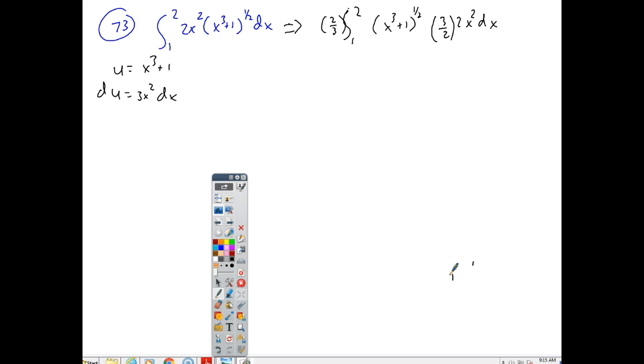Ironically, how well you do this part doesn't matter. It's that the one matters, right? This is going to go away. So 2/3 integral of x cubed plus 1 to the 1/2. This becomes 3x squared dx. Am I ready to u it?